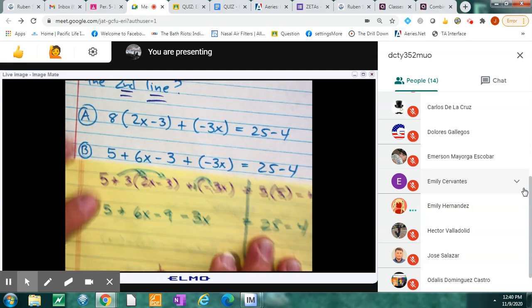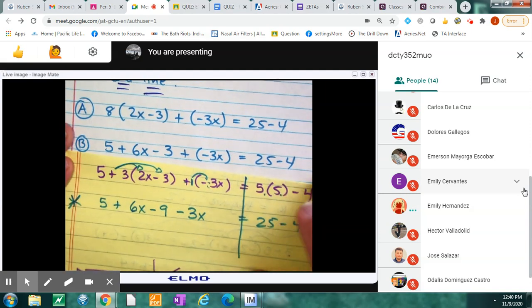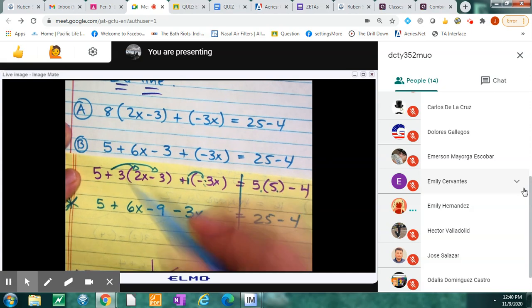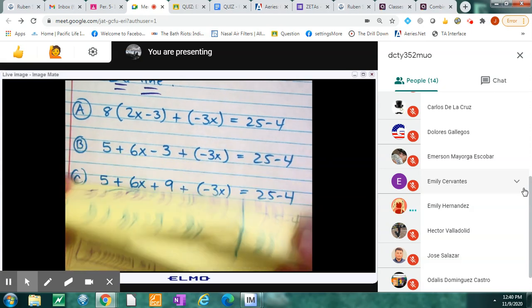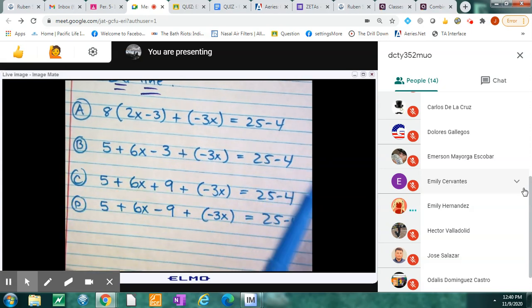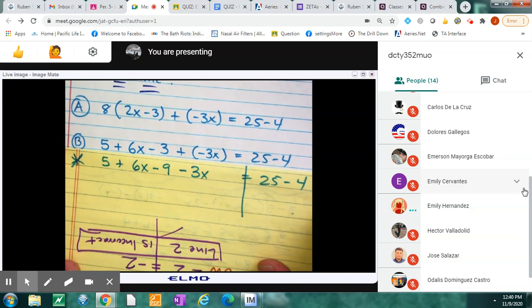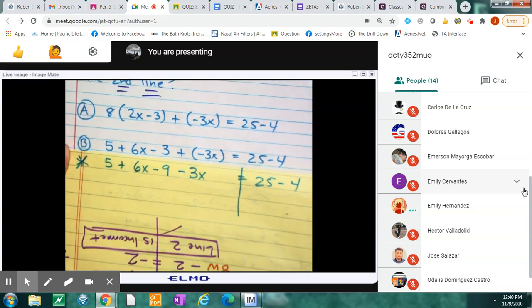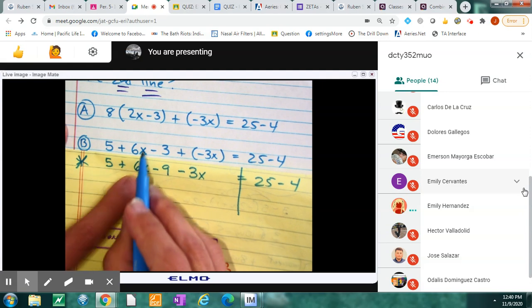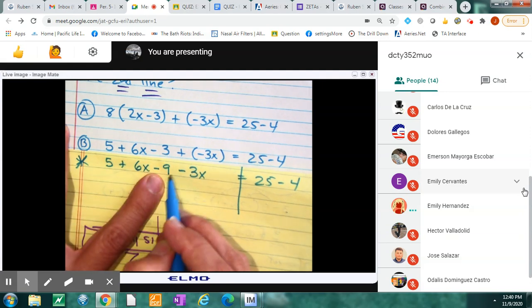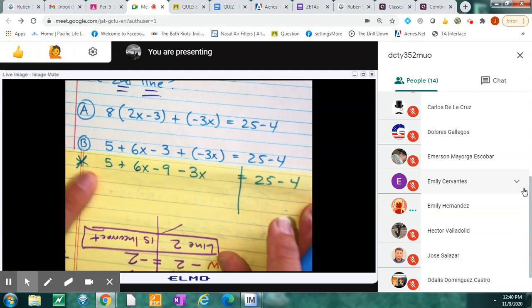So then does it match with the next one? Yes. Does it match with B? No. Yeah, it does. It does? Okay, let's see. 5 plus 6x. Wait, I have a 3 and I have a 9. That doesn't match. No, it doesn't. So B is not your answer.